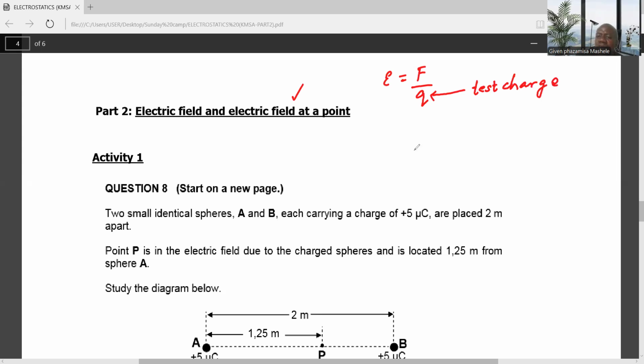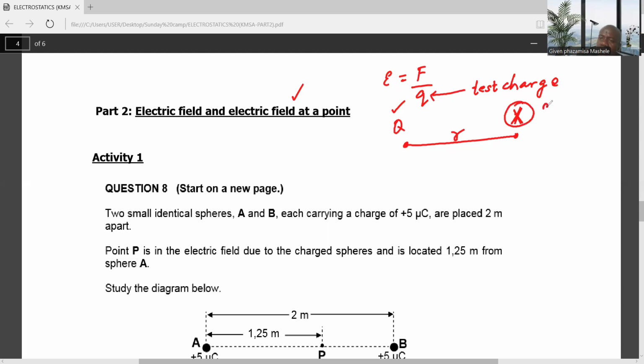And guys, how do we calculate this? Let's say we have a point charge here, and we know the magnitude of this charge. Let's say we have a point here, let's call it point X. At this point X, we do not have the charge. So what are you going to do? Since they're at a distance of R between them, we have to put a test charge here.